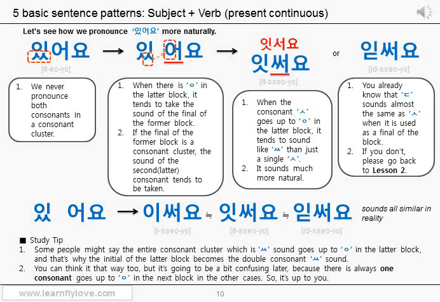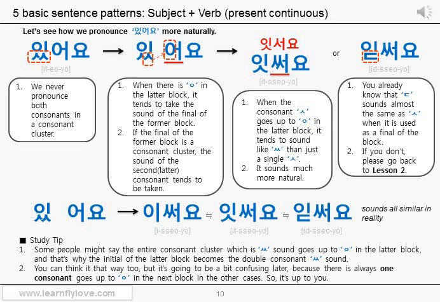Let's see the next one. Why did we put 디귿, which sounds like D in English, in the final? We explained about it in lesson 2. This ㄷ consonant sounds the same as ㅅ consonant when it is used as a final of the block.